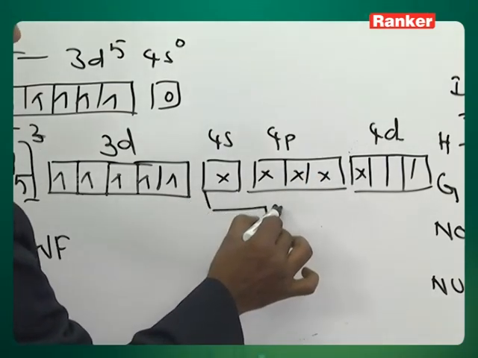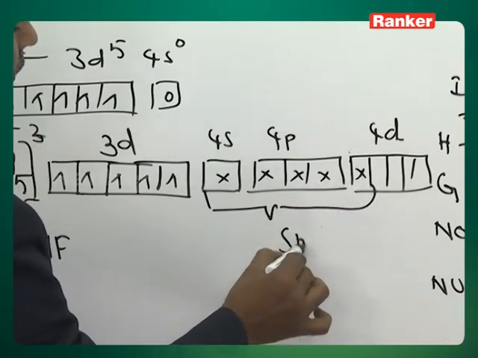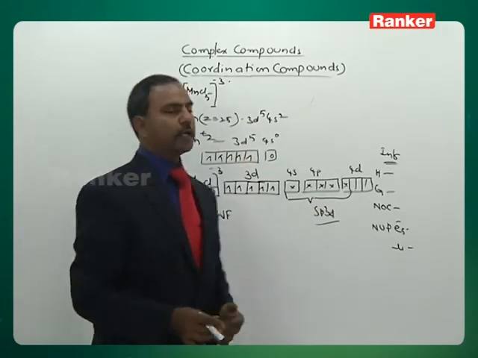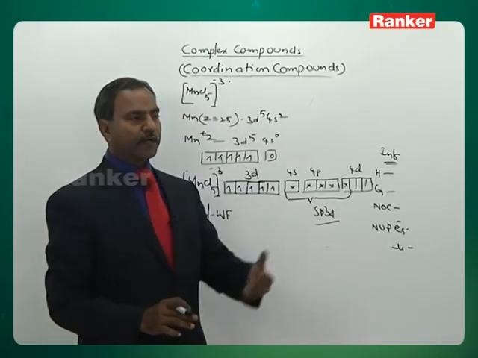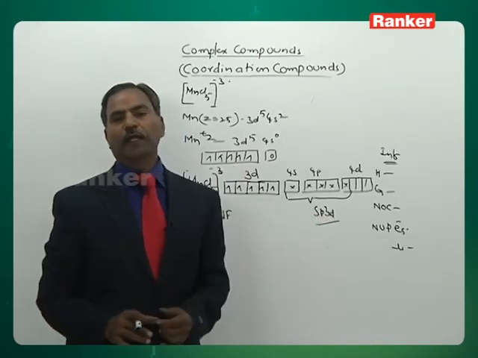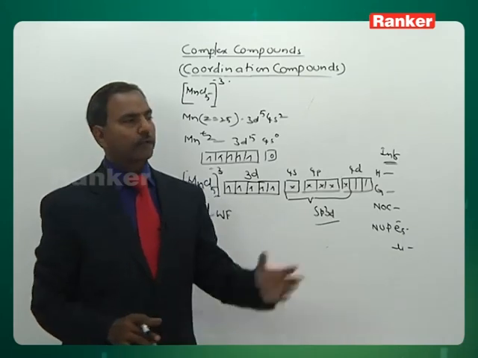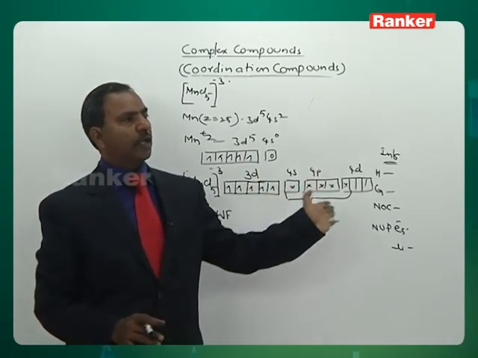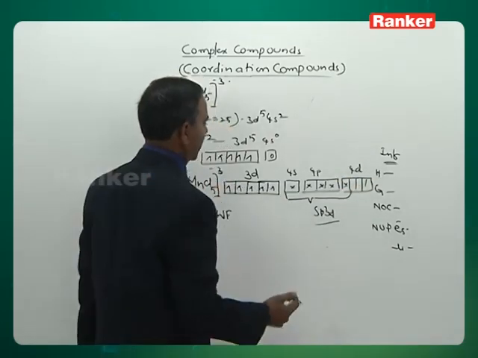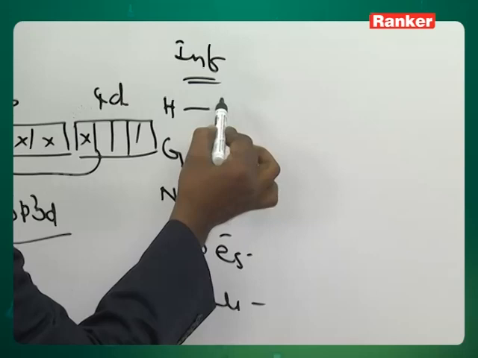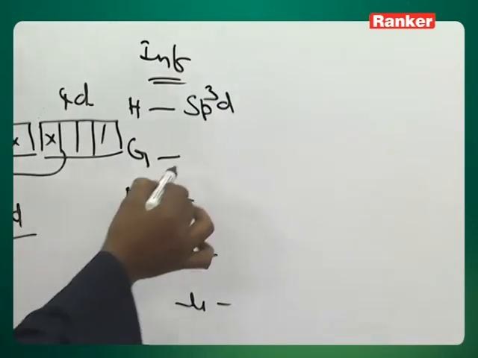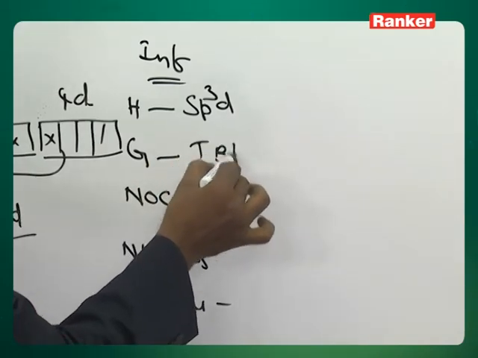Then it will be sp3d hybridization. In the previous case, iron pentacarbonyl, that is an inner orbital complex with dsp3, but here, with a weak field ligand, the electrons are not getting paired, so you get sp3d, an outer orbital complex. Let us see what information we can write for this particular complex. Now it is sp3d hybridization. Geometry, again the same: trigonal bipyramid.